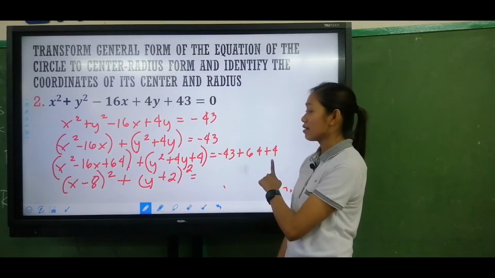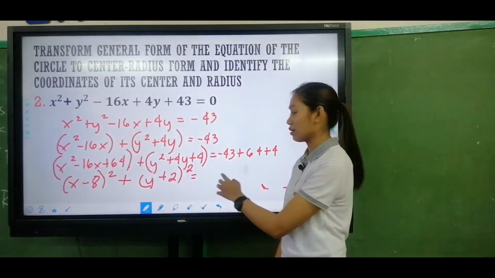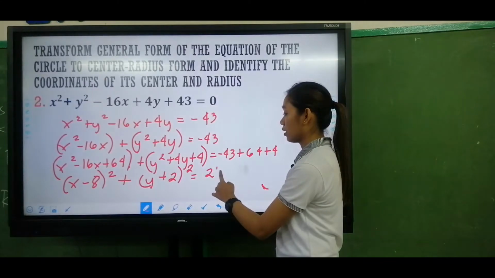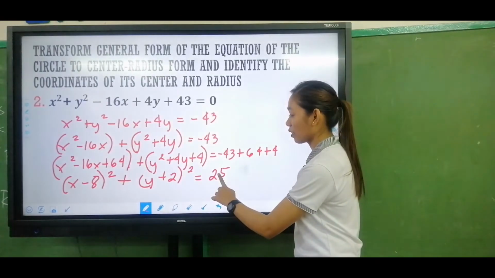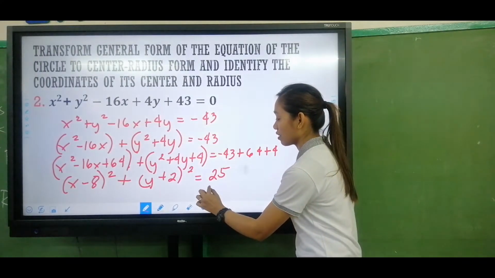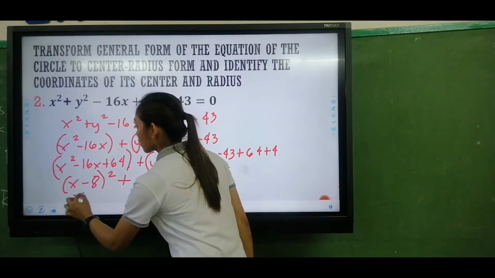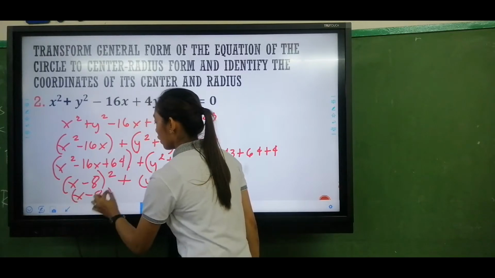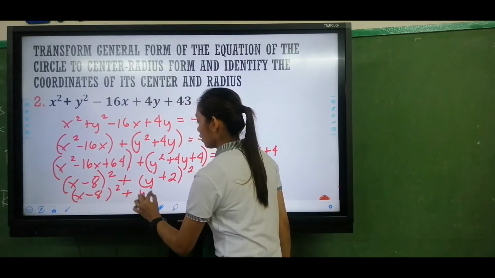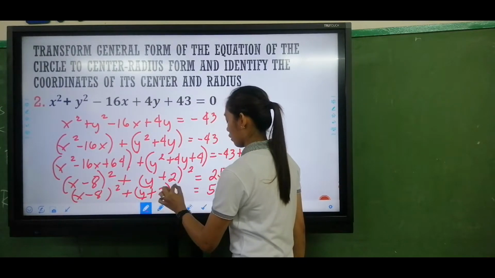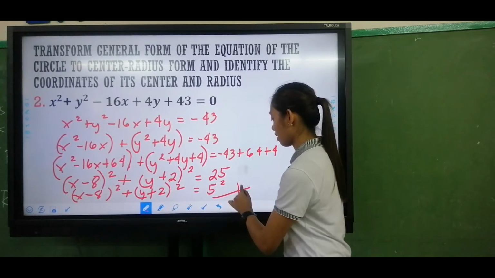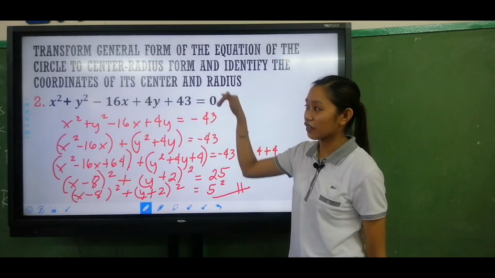64 plus 4, 68 minus 23, so this will be 25. So get the square root of 25, so this is 5 squared. So copy lang natin yan: x minus 8 squared plus y plus 2 squared. So this is now the center radius form of your general form in number 2.